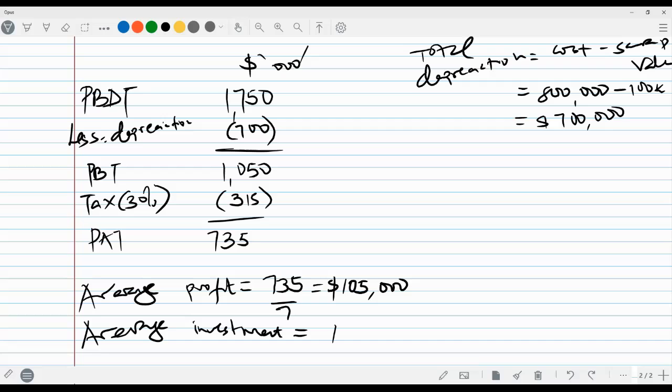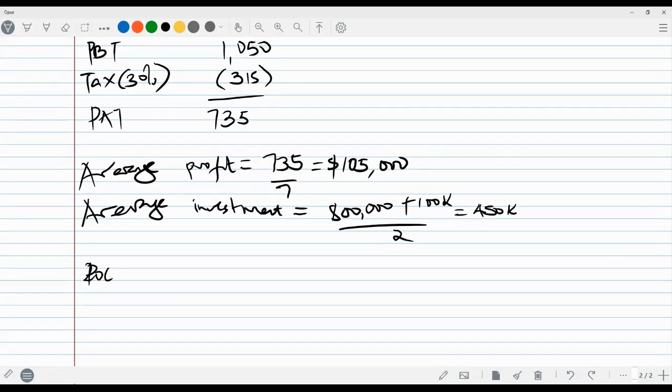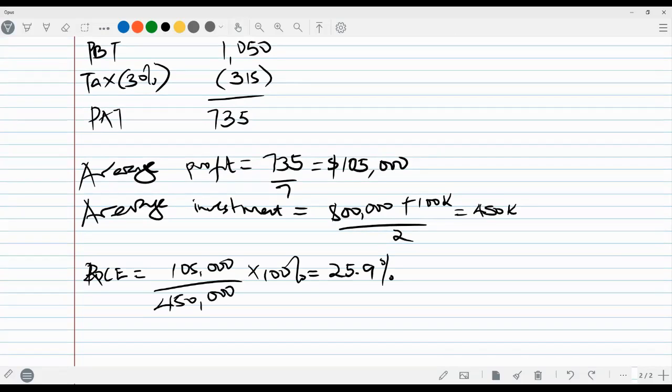To get the average investment: the initial investment cost, which was 800,000, plus the disposal value 100,000, you divide by 2, and you get 450,000. Therefore, return on capital employed using the average basis method is equal to average profit, which we got to be 105, over average investment, which is 450. You express this as a percent, and you get how much? 25.9%, because that is the return on capital employed.